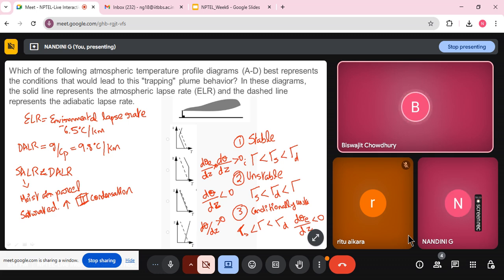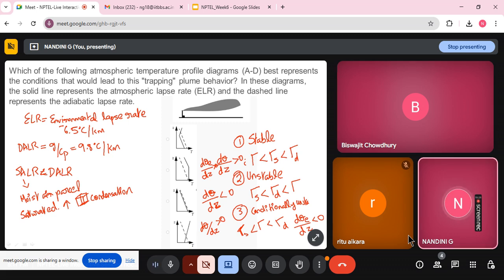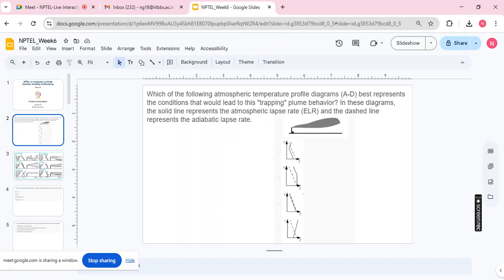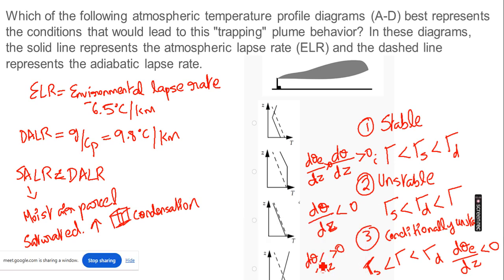So yeah, it's the same actually. When the parcel is unsaturated, it is stable, and when it becomes saturated, it becomes unstable. So it's the same thing. We can say it in both ways, either conditionally stable or conditionally unstable. So that has three different conditions.